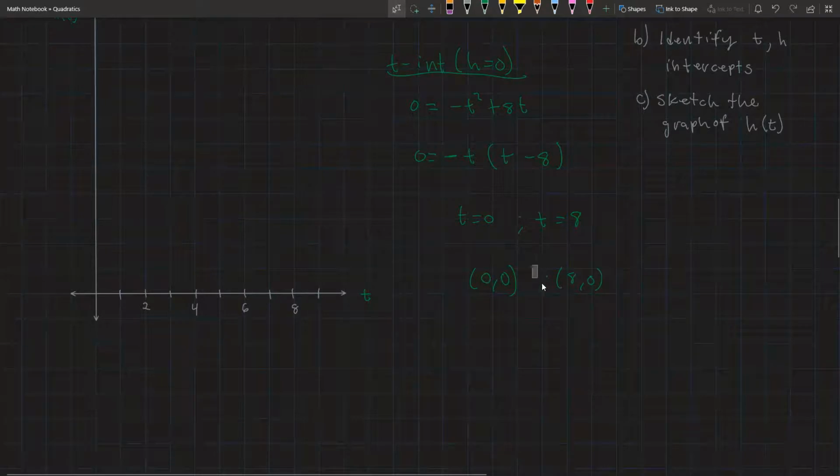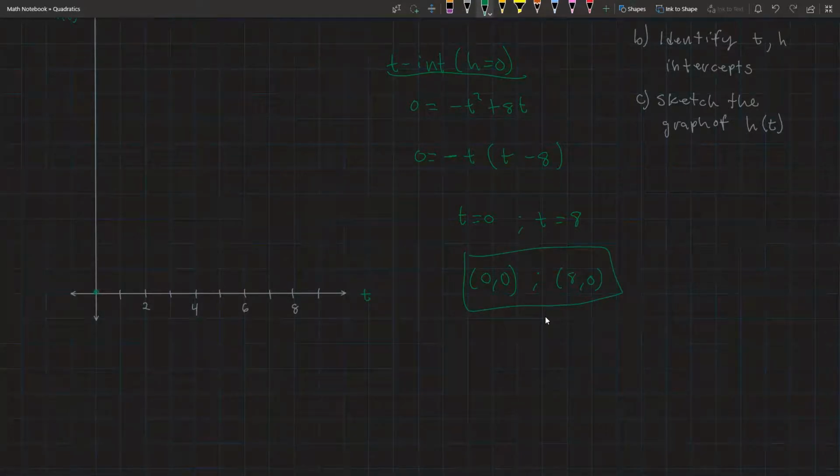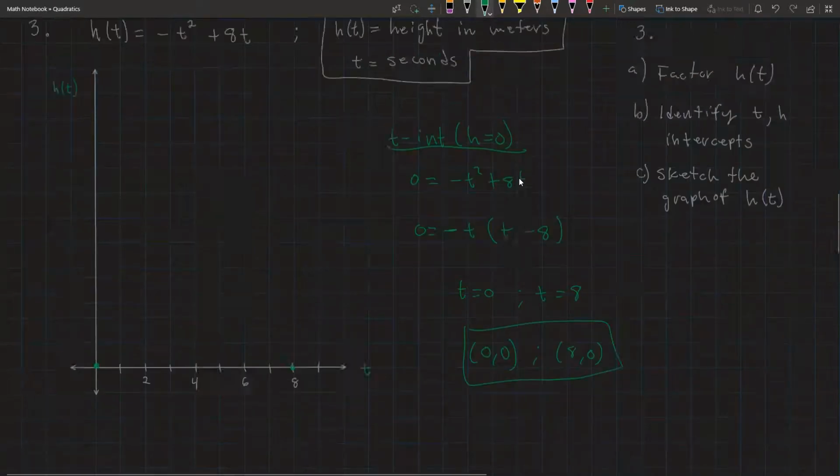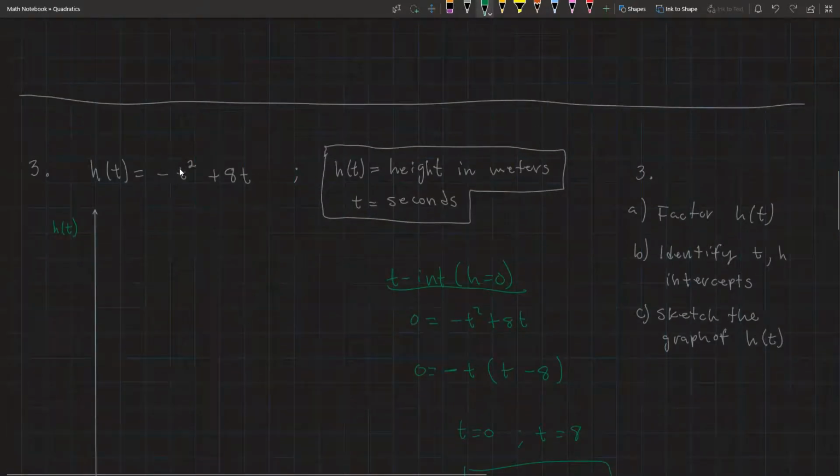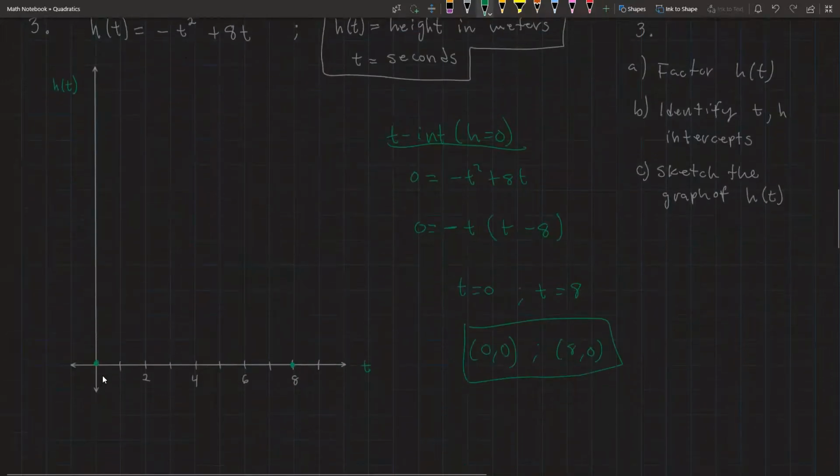There it is. Those are 2 points that will help us tremendously in this process. We have (0, 0) and (8, 0). One thing we should identify: the original equation had negative something squared, so we should expect a parabola that curves downwards rather than upwards. And let's find the vertex. That's what I would go next.